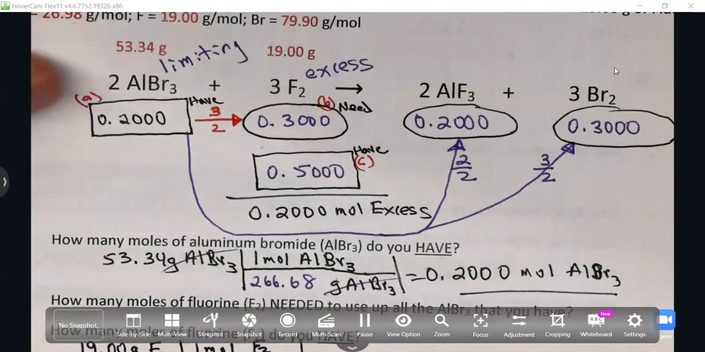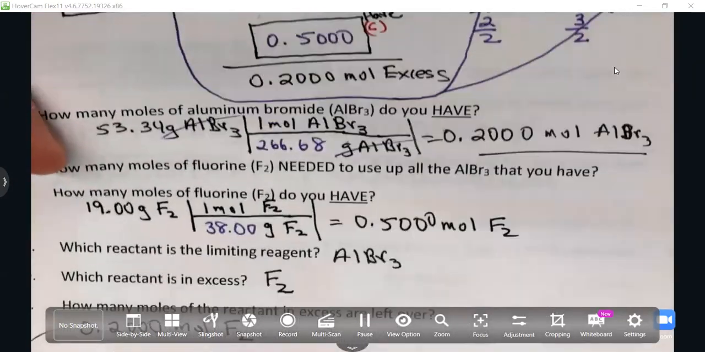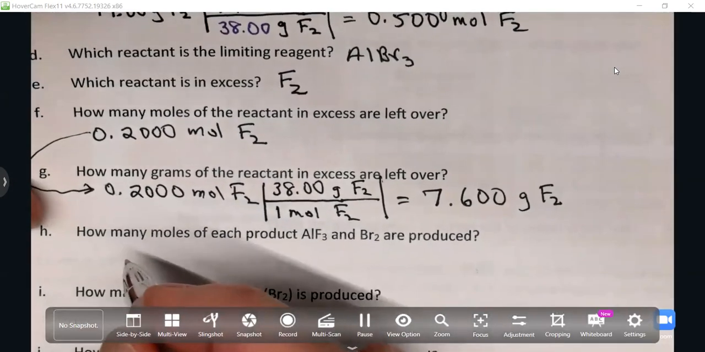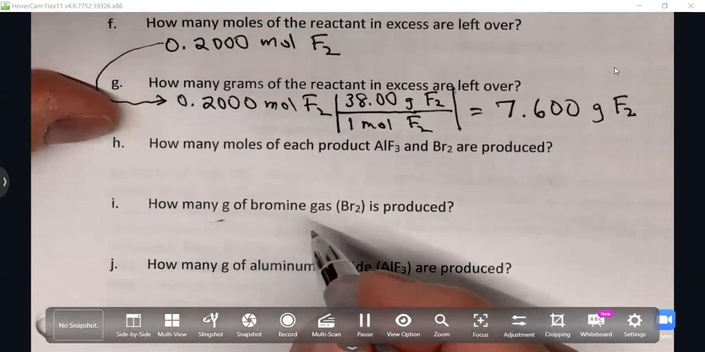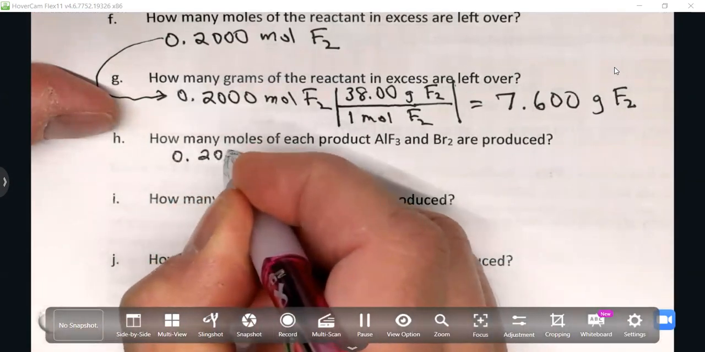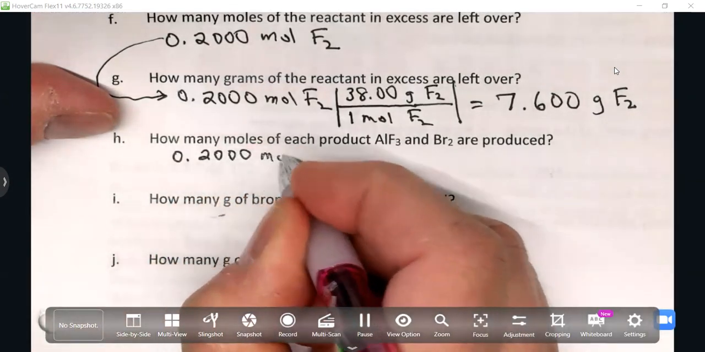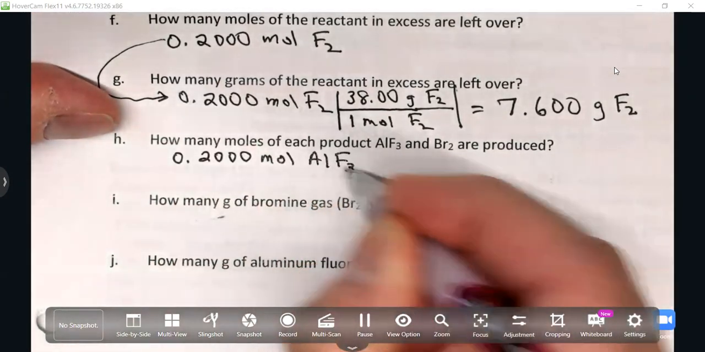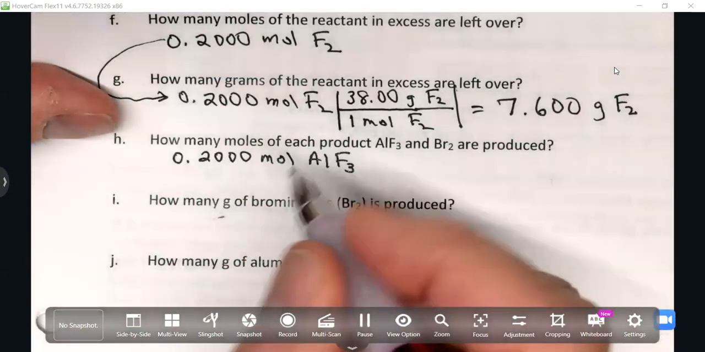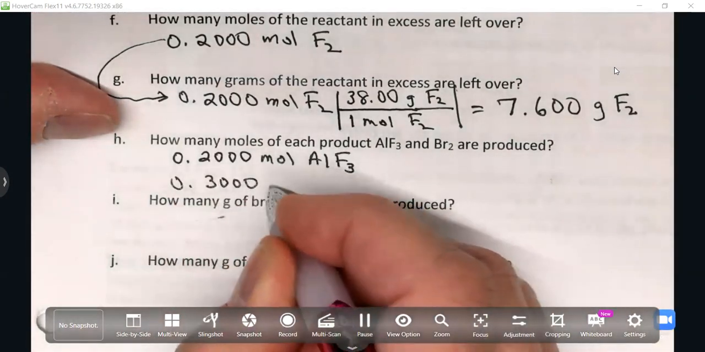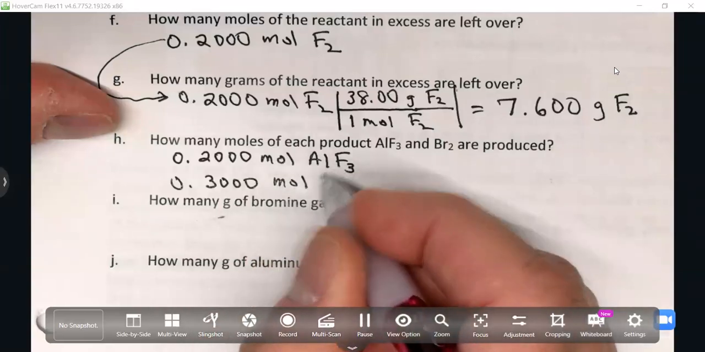So let's fill this in down here. My moles of aluminum fluoride down here is 0.2000, and 0.3000 mole of bromine.